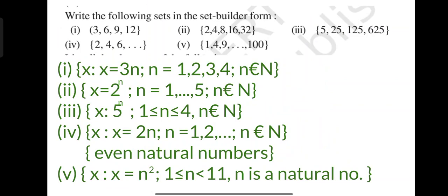Okay, and the next, for the last question, squares of numbers from 1 to 10 are written. So X equal to n square, n varies from 1 to 10. So less than 11, that means up to 10.9, but we can't write 10.9 since we have specified X should be a natural number. So here less than 11 means it should be 10. Okay, up to 10 we can write.